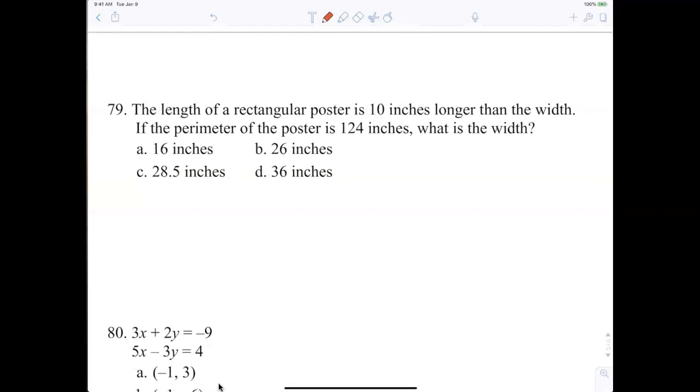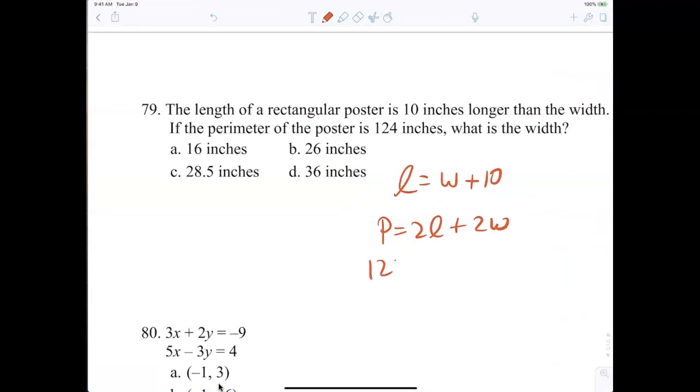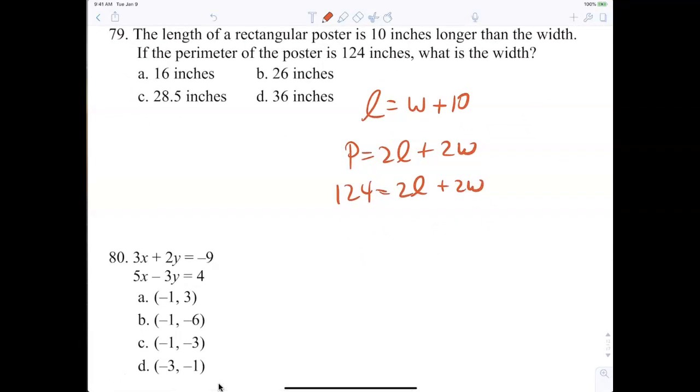Okay, the length of the rectangular poster is 10 inches more than it is wide. All right, so the length is 10 inches longer than the width, so the width plus 10. The perimeter is 124. So here you had to remember that perimeter equals 2L plus 2W. So 124 is equal to 2L plus 2W. Now L is W plus 10. So W plus 10 plus 2W. All right, so 124 equals 2W plus 20 plus 2W.